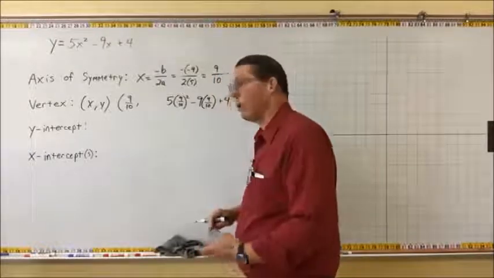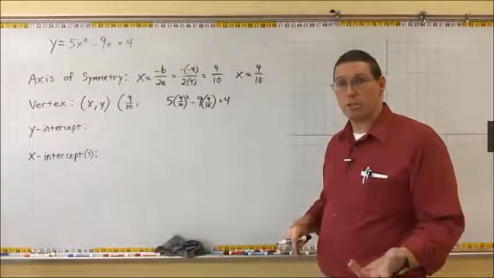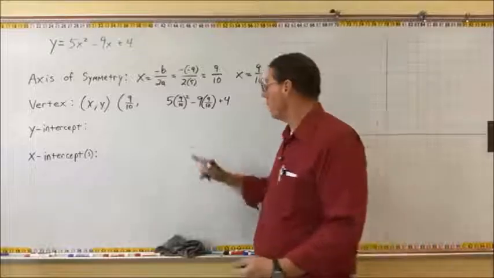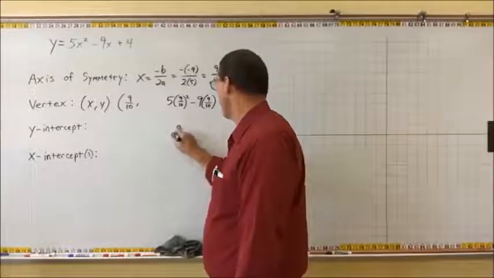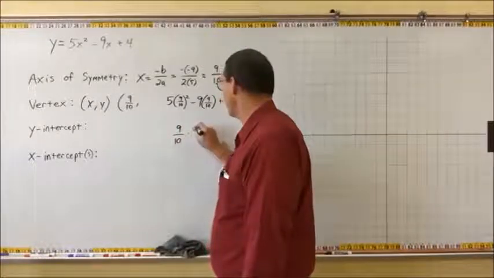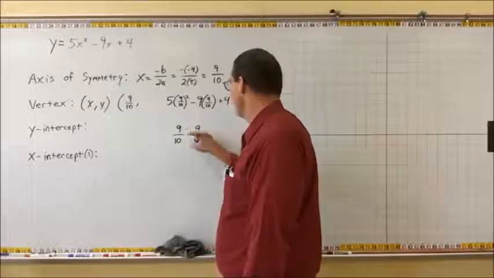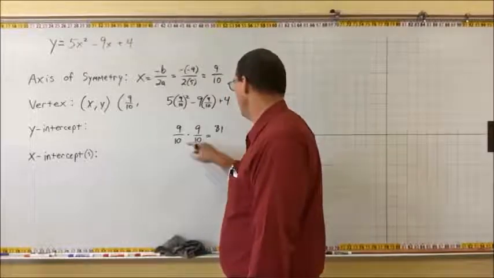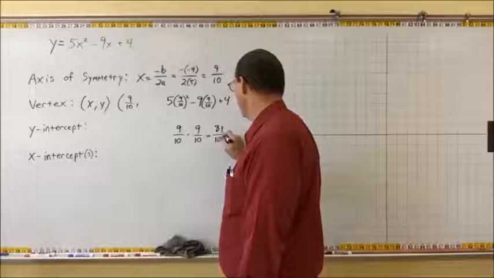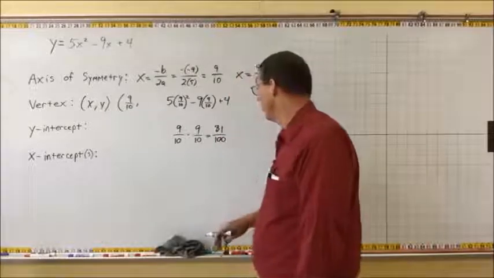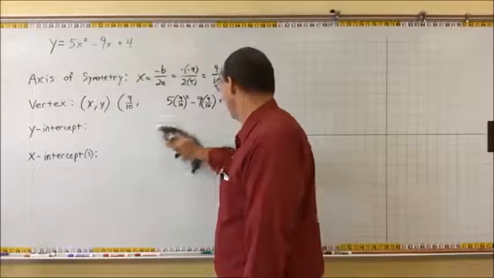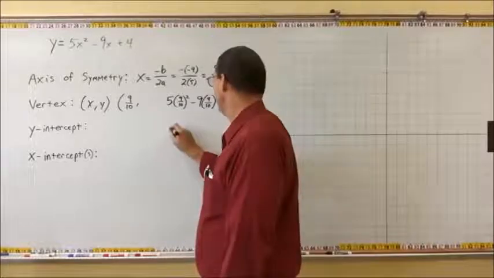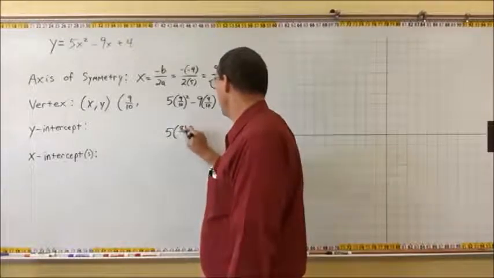Now it's going to take a little bit of work here. We're going to have to work with some fractions, and that happens sometimes. How do we square 9/10? Well, that's 9/10 times 9/10. 9 times 9 is 81. 10 times 10 is 100. So we got 81 over 100. All right, so that means that this is 5 times 81 over 100.